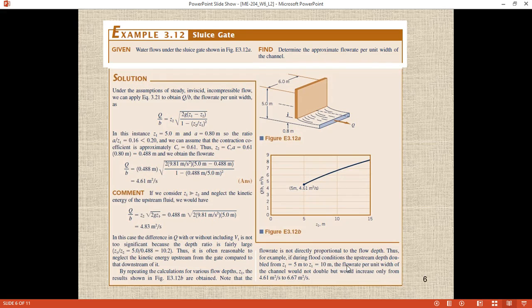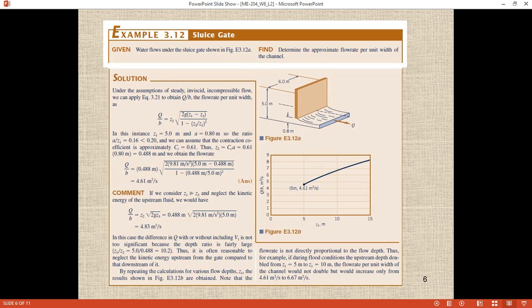No. The flow rate per unit width of the channel would not double, but would increase only from 4.6 meter square per second to 6.6, almost 1.5 times the previous flow rate. So it will not double. This is basically the understanding that we get from this equation. So this is the end of the open channel flow rate.